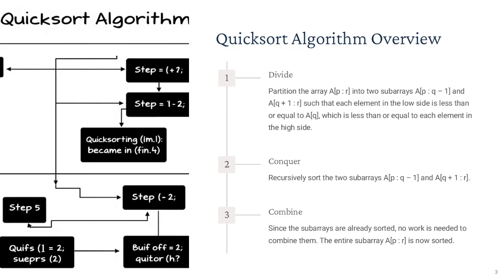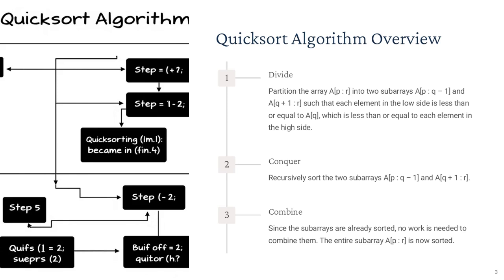The Quicksort algorithm unfolds in three main phases: divide, conquer, and combine, each playing a pivotal role in its functionality. In the divide phase, the array is partitioned around a pivot element. This operation splits the array into two subarrays. Elements smaller than or equal to the pivot form the left subarray, while elements greater than the pivot form the right subarray. The pivotal element is then positioned in its correct, sorted location within the array.